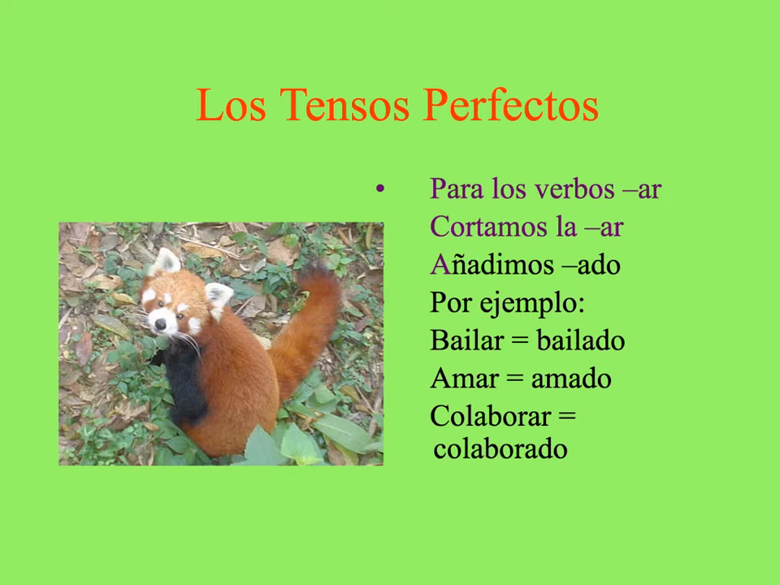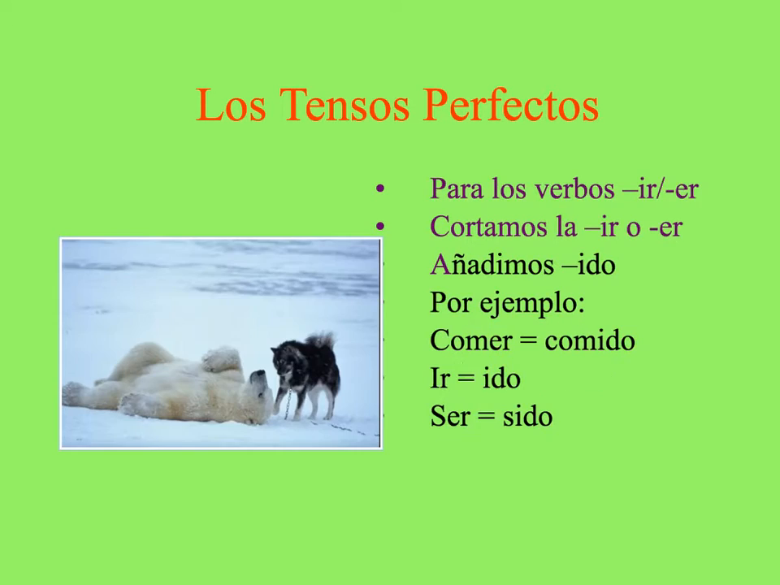For AR verbs, you cut off the AR, and you add ado, A-D-O. So bailar is going to become bailado. Amar, amado. Colaborar, colaborado. It's pretty easy. For ER and IR verbs, you cut off the ER, the IR, then you add back ido. So comer, comido. Ir, right? It seems like it should be irregular, but it's not. You cut off the IR and you add back ido, right? Ser, sido.